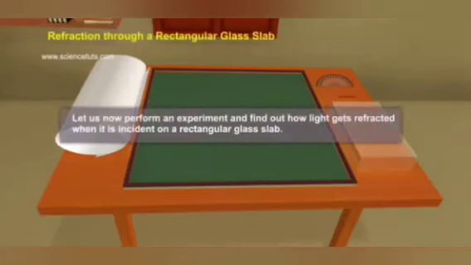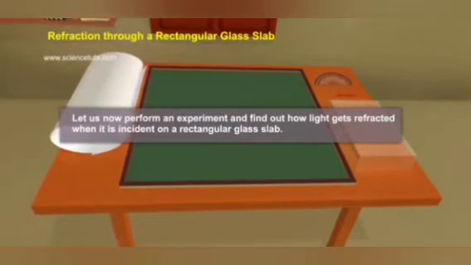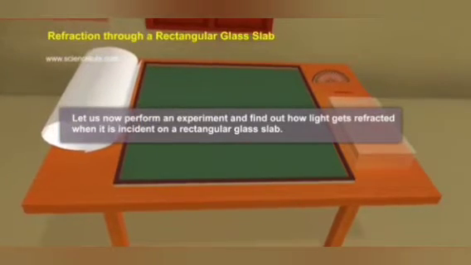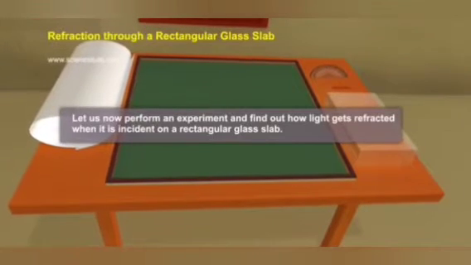Refraction through a rectangular glass slab. Let us now perform an experiment and find out how light gets refracted when it is incident on a rectangular glass slab.